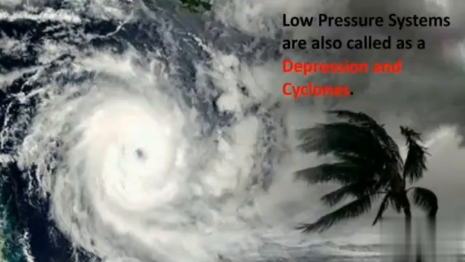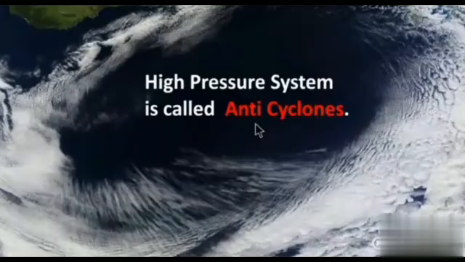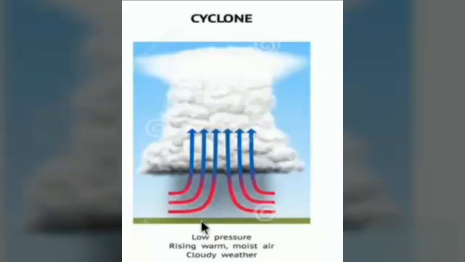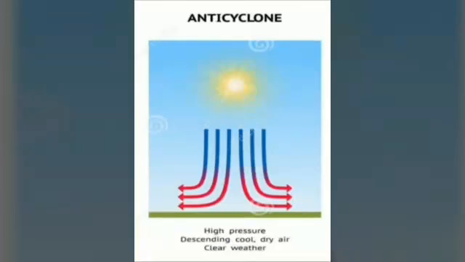A low pressure system is called a cyclone. A high pressure system is called an anticyclone. Right? Low pressure, cyclone; high pressure area, anticyclone. In a cyclone, the weather conditions in low pressure are very warm, moist air and cloudy weather. Anticyclone, high pressure: dense, descending, cool, dry air and clear weather.